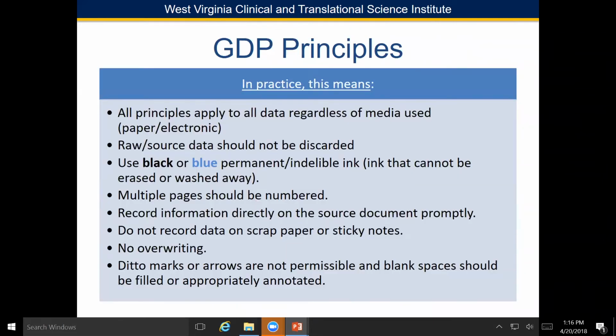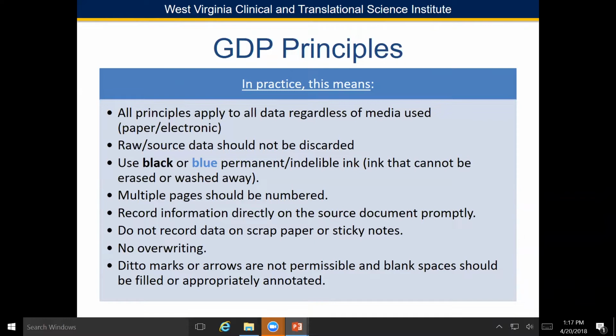So what does this mean in practice? All principles apply to all data regardless of media used. So paper and electronic, as I just said. Raw and source data should never be discarded. Use black or blue permanent or indelible ink. Multiple pages should be numbered so that you know that you have the complete set. Record information directly on the source document promptly.